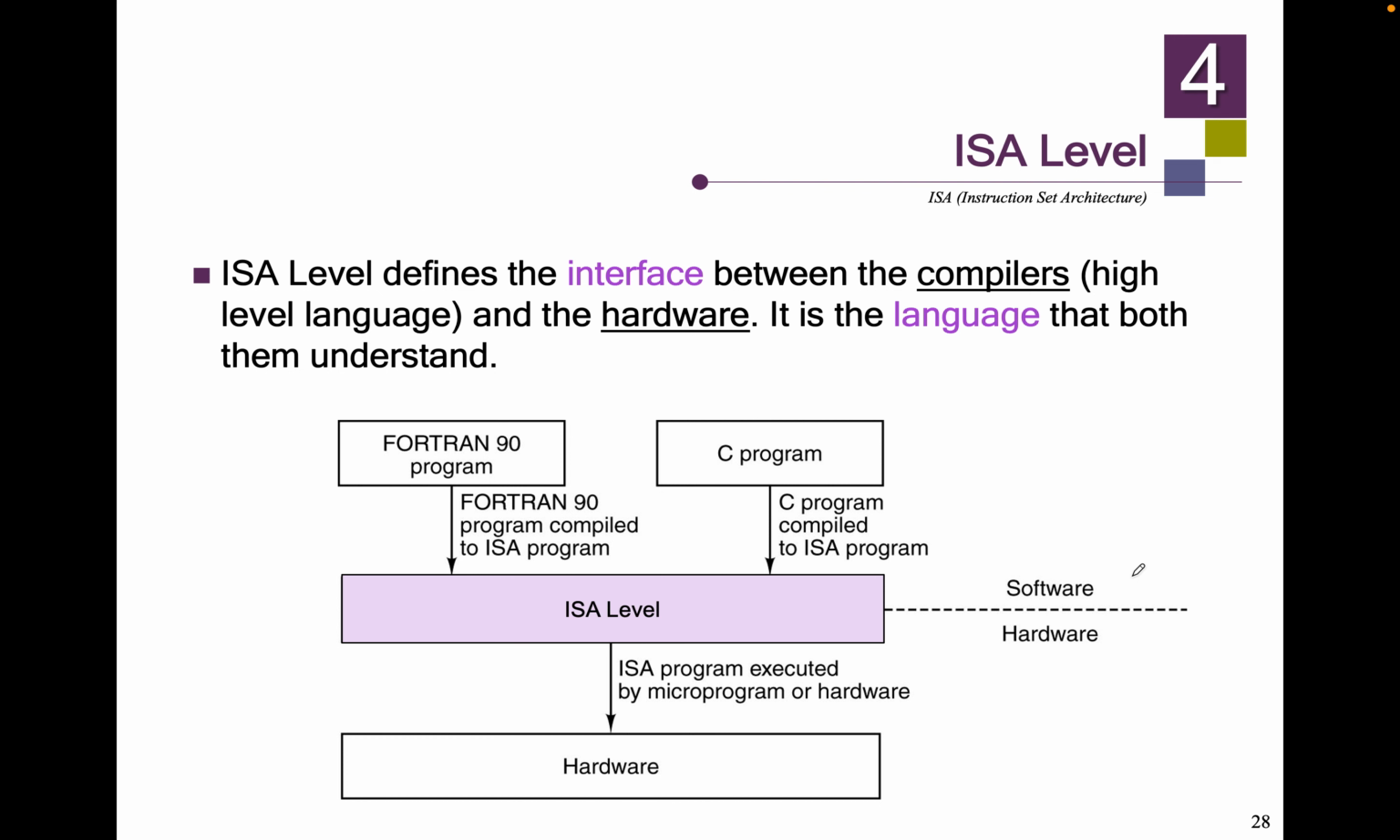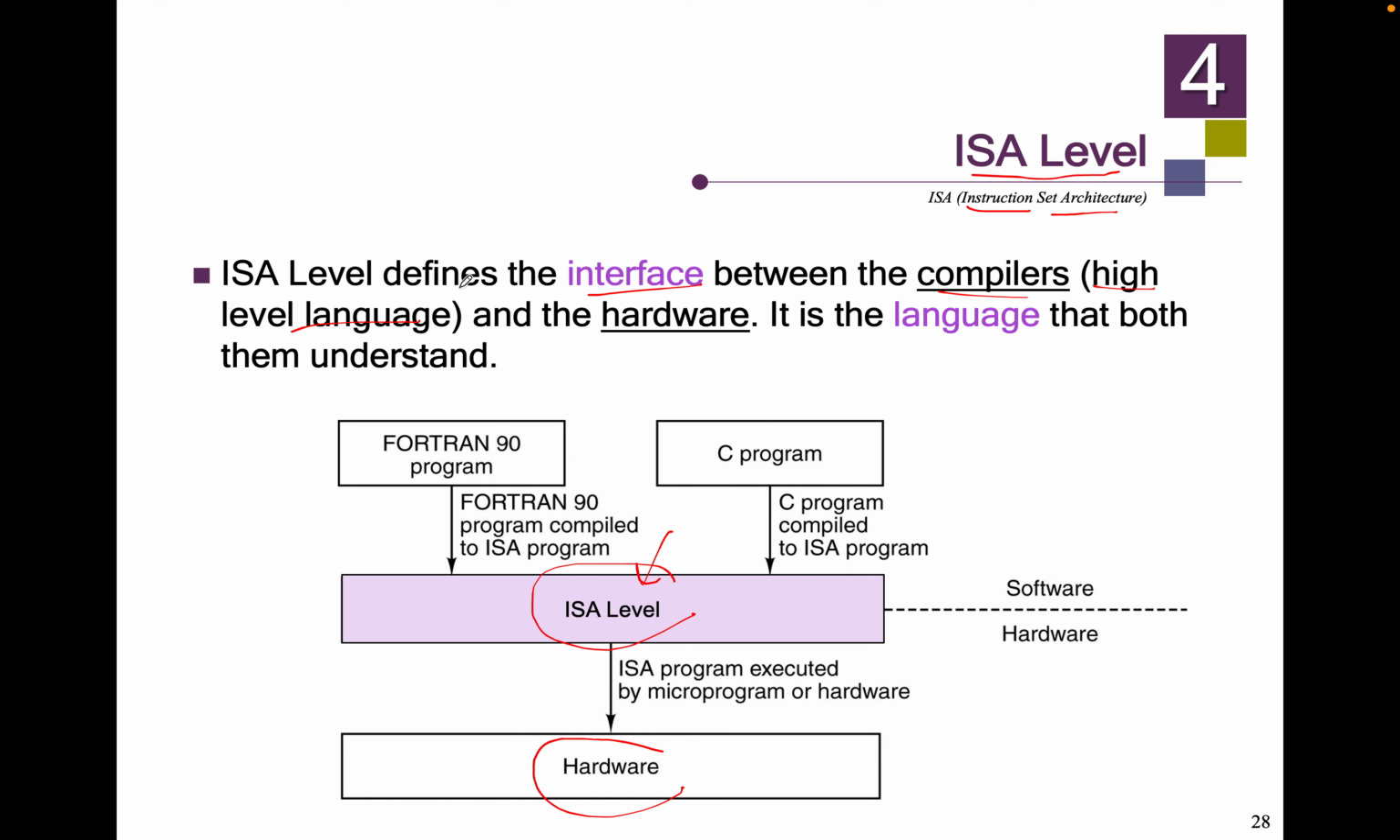So this is the ISA level, the last section under your introduction. What is ISA level? ISA is Instruction Set Architecture. It is defined as an interface. So you need to have that interface between your hardware and also your compiler, which is your high level language. It is the language that both of them understand.